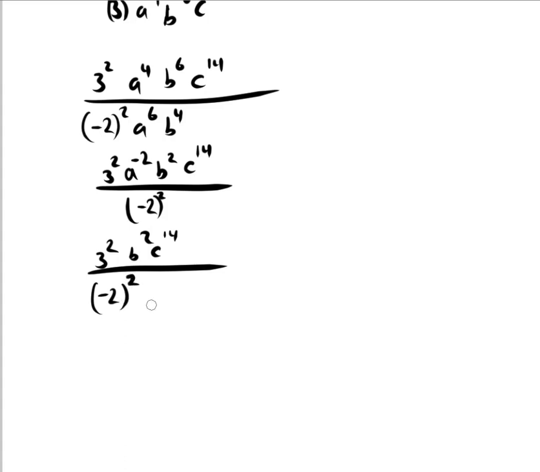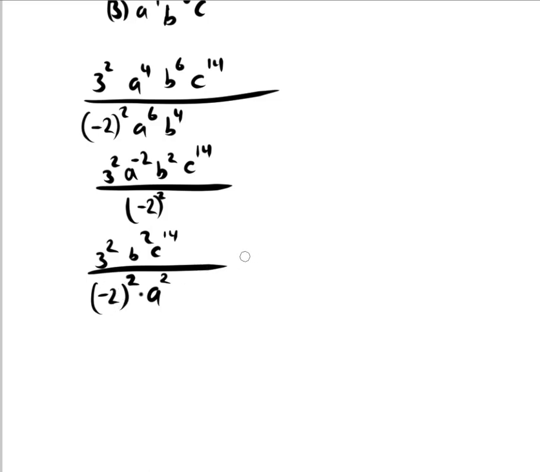Negative 2 squared times a to the, what is that? Times a to the squared. There we go. So this right here is already pretty much more simple than it was before. I applied the product rule, I applied the quotient rule, and now the only thing left to do is raise these to the right coefficient.